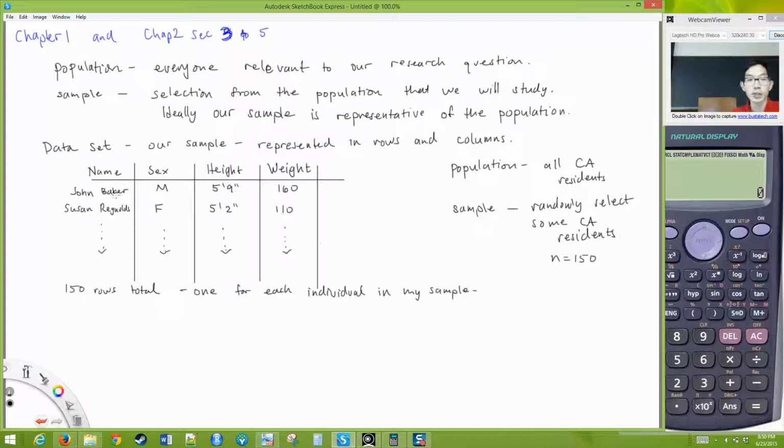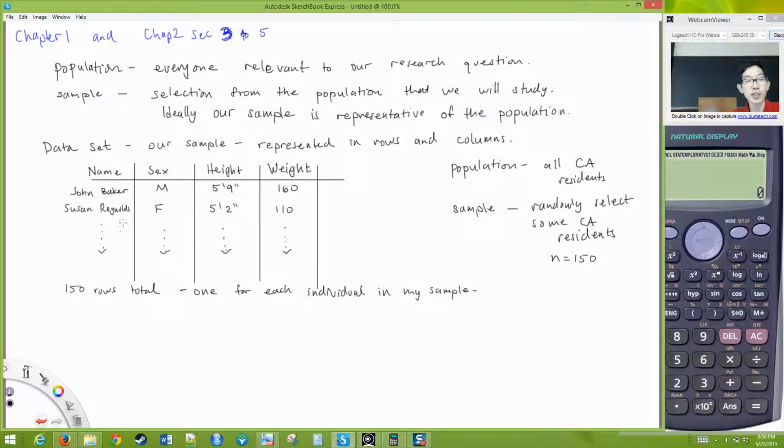Okay, and so we can think of our data set as one row for every single person in our sample, and then we'll have different columns for the different pieces of information that we collected about each person. Okay, so how many variables do I have? Okay, yeah, we have 4 variables. We have the name, the sex, the height, and the weight.